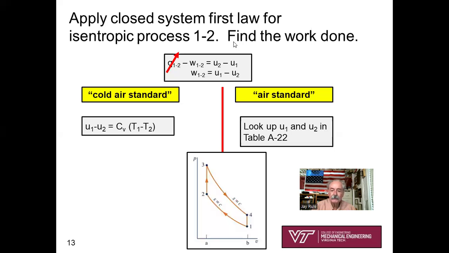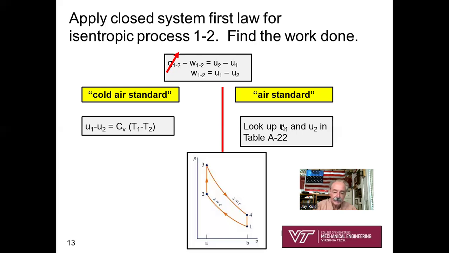Okay, so now we've got our sketch. We're looking for the work from 1 to 2. How do we do that? Let's use the first law. Process 1 to 2 is an isentropic process, reversible adiabatic. So Q in minus work out is U2 minus U1. The heat goes away, and so the work from 1 to 2 is simply U1 minus U2.